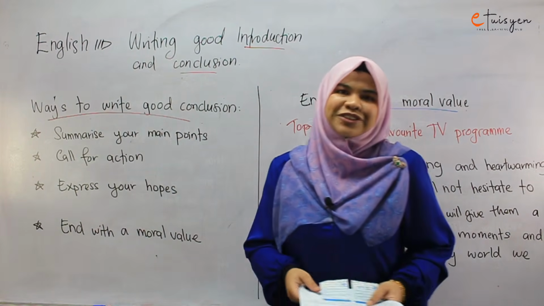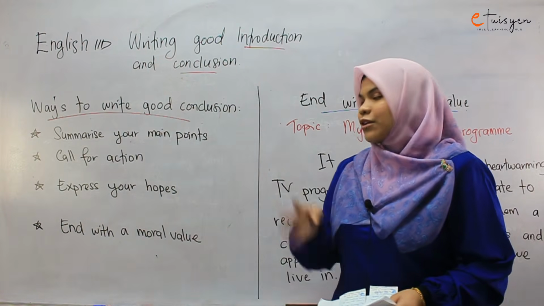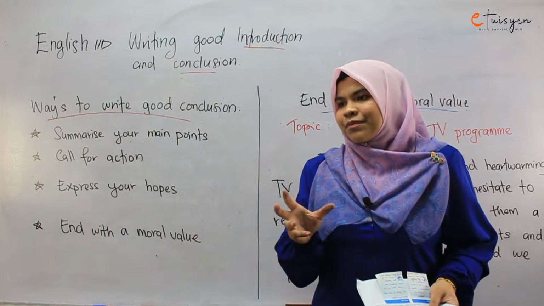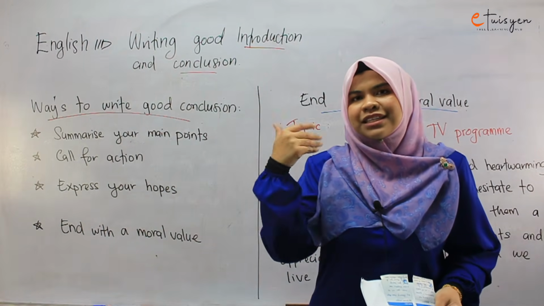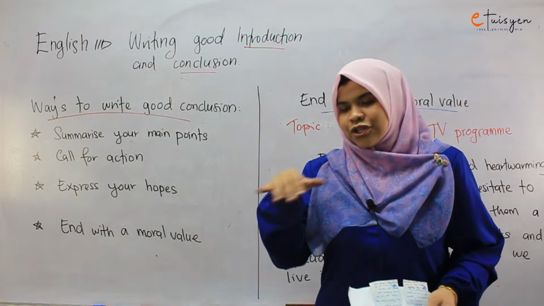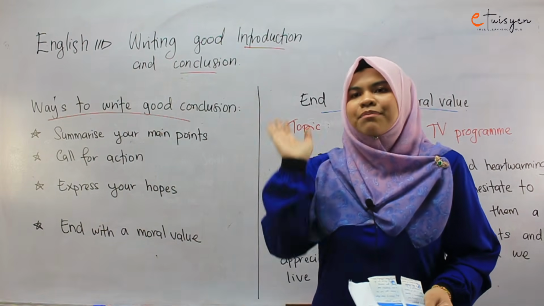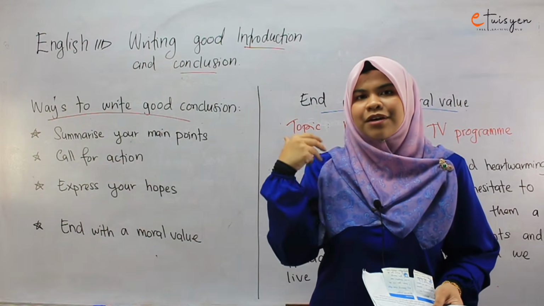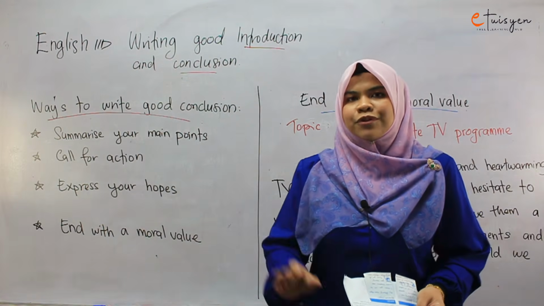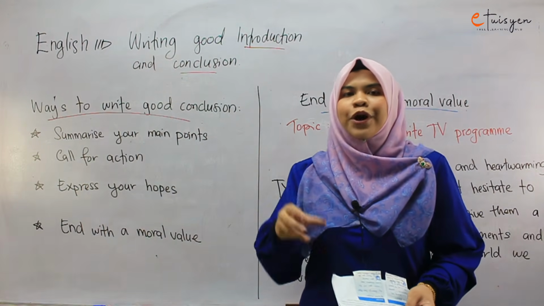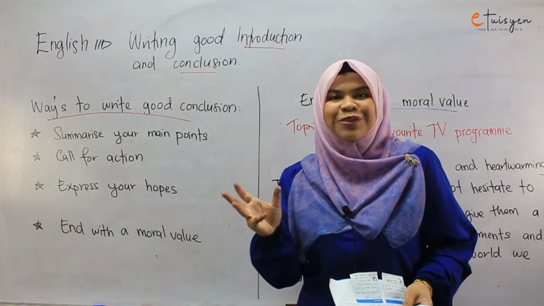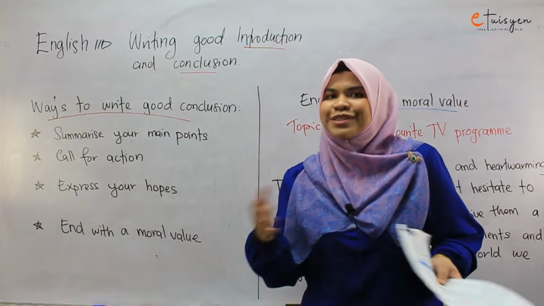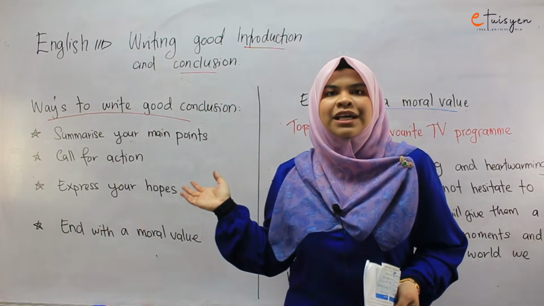Some of the ways that I would suggest is using these 4 ways. The first one is summarize your main points. So in your essay, if you have 3 to 4 or 5 points, in your conclusion you repeat them. You just remind them, okay, from this essay I've shared with you the first point, second point, the third point, the fourth point, and I hope this is clear to you, something like that. So you summarize your main points.